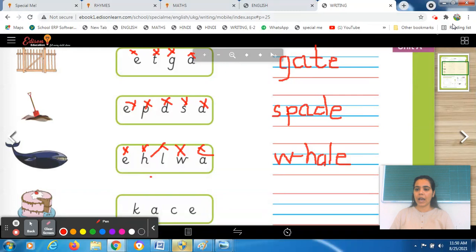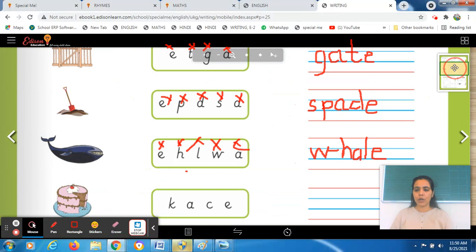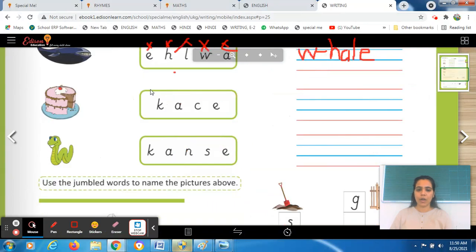I am giving you some time. You just write down. Yes, you all have to do this on your own. I am not telling you the answer. You have to write this on your own. See the picture first, observe it carefully and write the correct spelling. So what is this? Everyone's favorite. What is this? Yes, we cut it on our birthday. Right? So this is your cake.